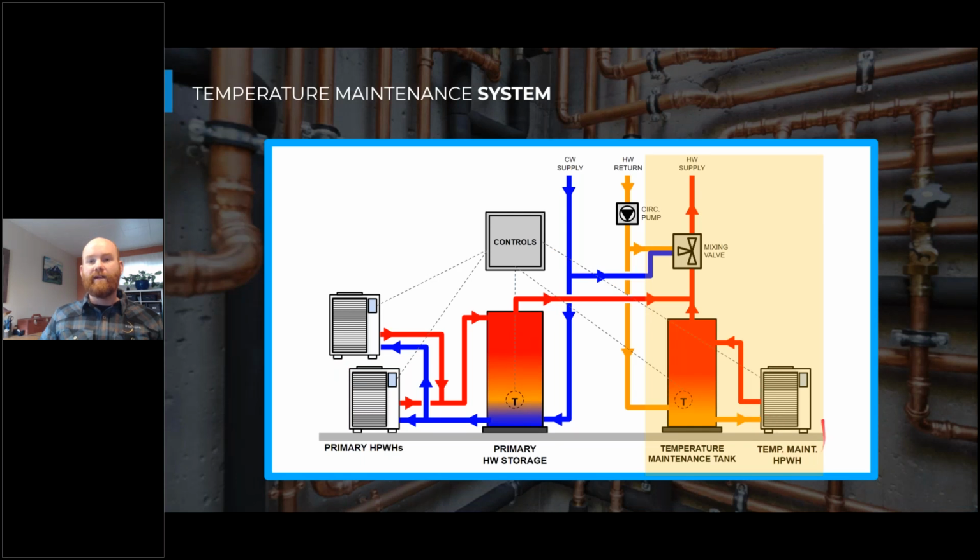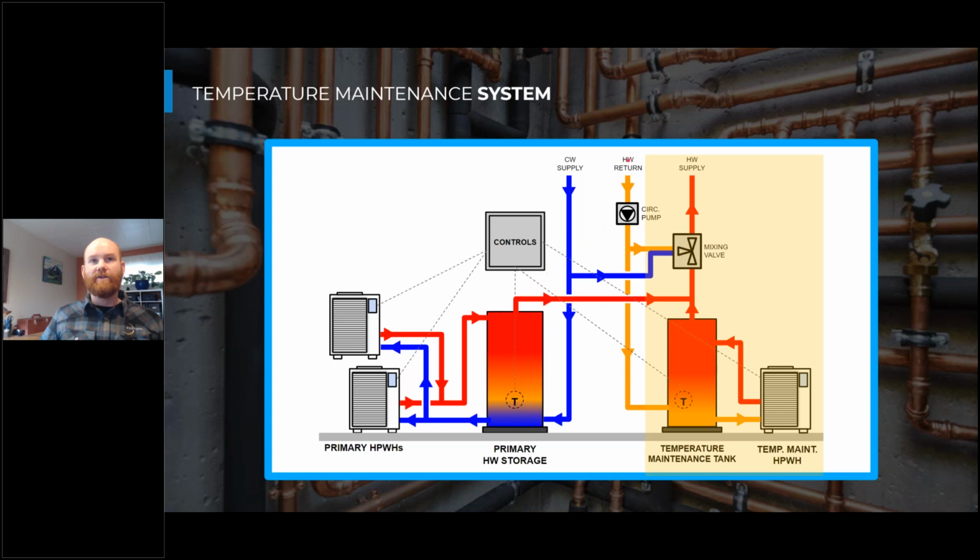I am showing a dedicated temperature maintenance system here, which essentially means that the cold water from the city connection comes in, and that goes into the bottom of our primary storage tanks. Our primary heat pumps then take that cool water and heat it up. And these I'm showing as single pass heat pumps, so the connection's at the top of the tank, and we're putting 140-degree water at the top of that tank.